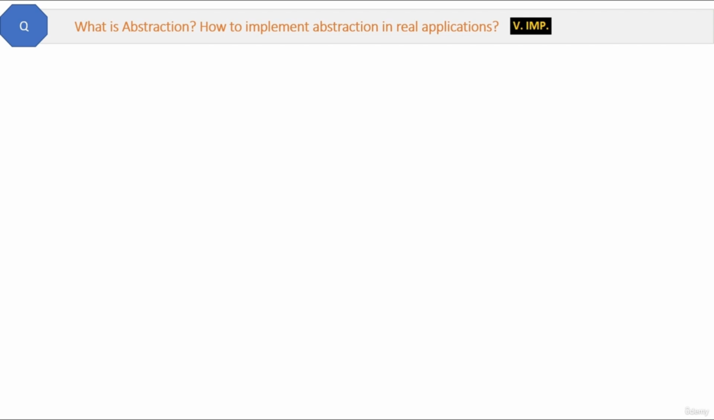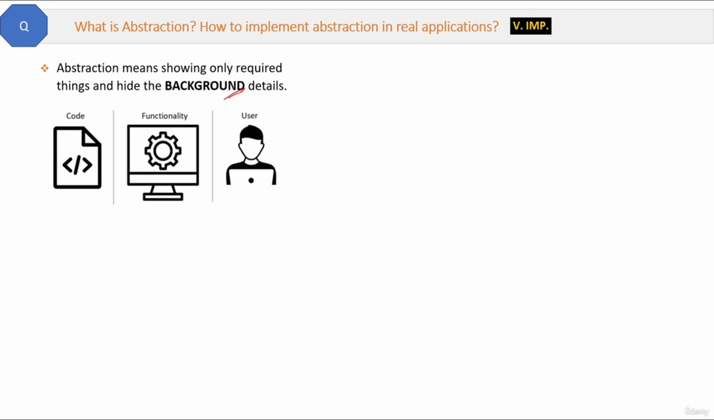What is abstraction? How to implement abstraction in real applications? Let's start with the definition this time. Abstraction means showing only the required things and hiding the background details. Now, what does it mean? For example, suppose you have a web application. Now the end user can use that application, right? He knows how to use the application 100%. But does he know how this application code is working internally? No, right? That is abstraction. A user can use the application without even knowing the code.